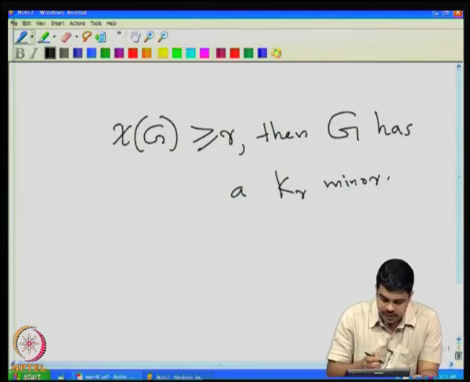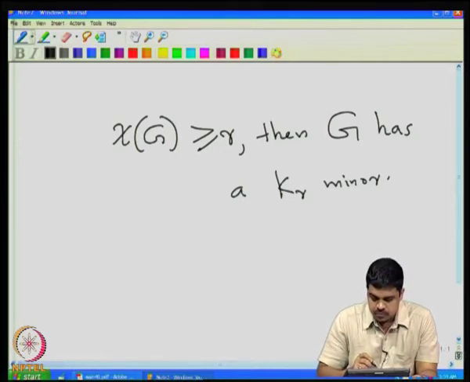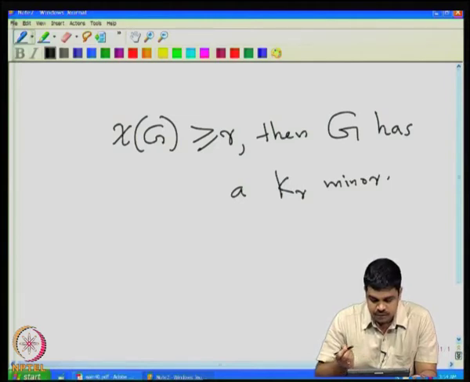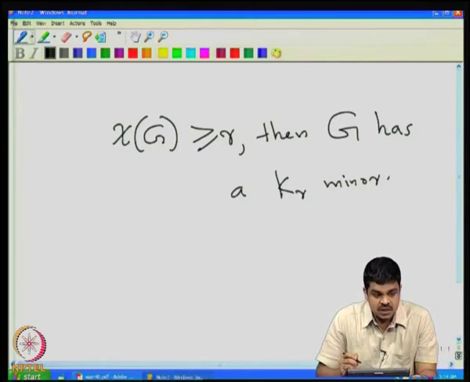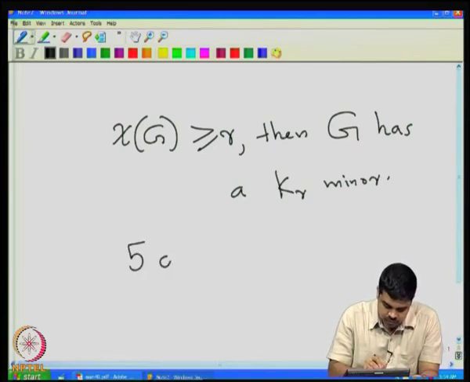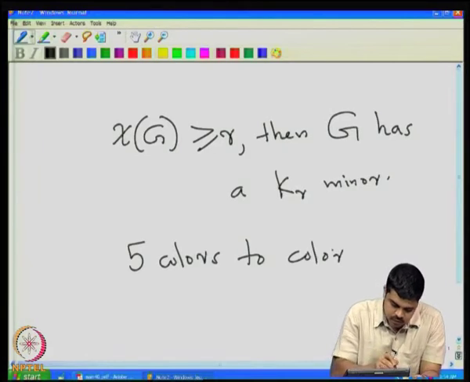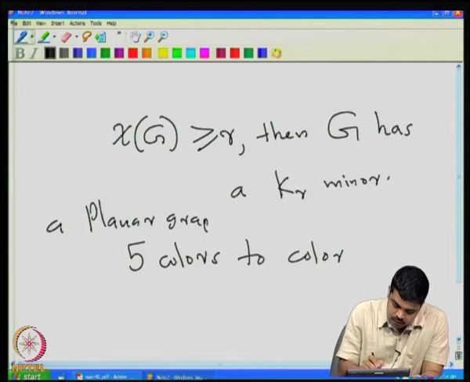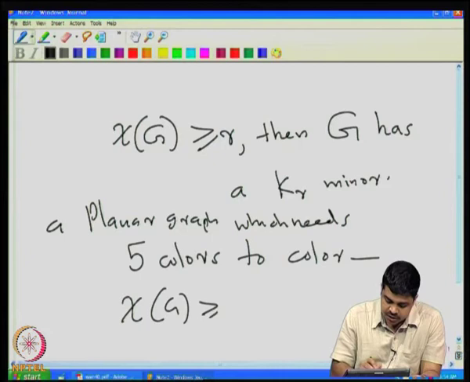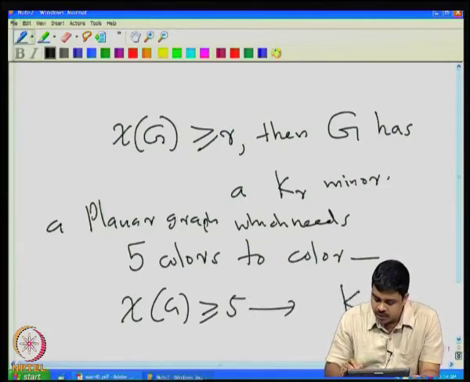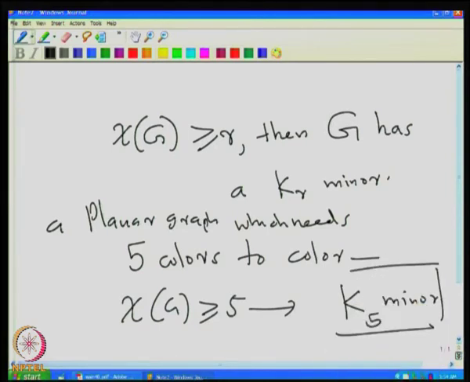So, for example, suppose there is a planar graph which needs 5 colors to color. That means the chromatic number of G is greater than or equal to 5, then we will have a K5 minor in it. But then we know that a planar graph cannot have a K5 minor. Why? Because if you contract the edges of a planar graph, it will still be planar, so any minor of a planar graph has to be planar, but K5 is not planar.